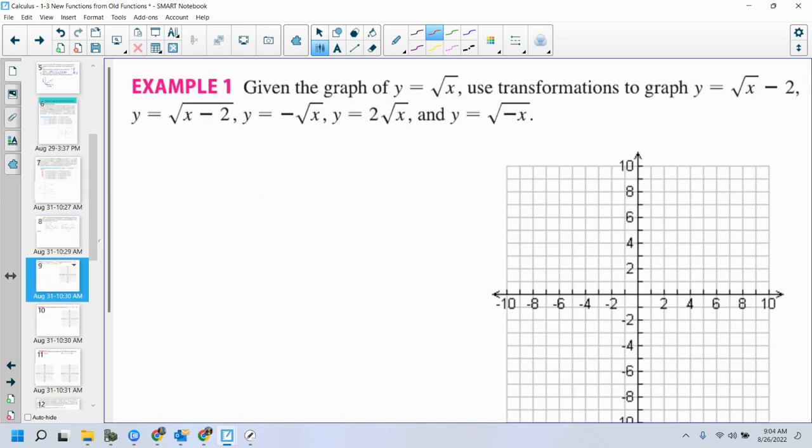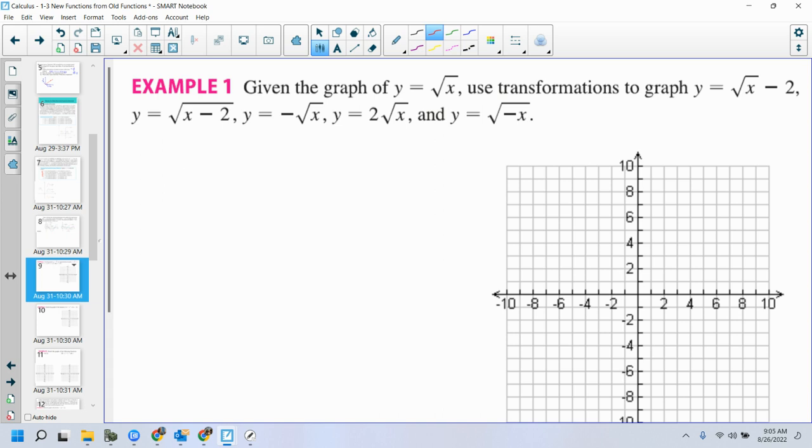Okay, let's take a look here. Given the graph of the square root of x, use the transformations to graph the square root of x minus 2, the square root of x minus 2, negative square root of x, 2 square root of x, and the square root of negative x. So I'm just going to graph each one of these in different colors.